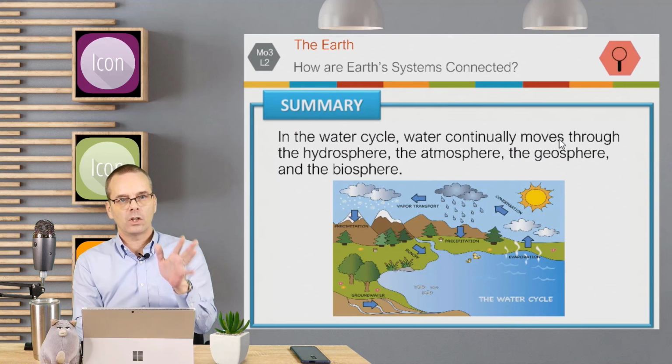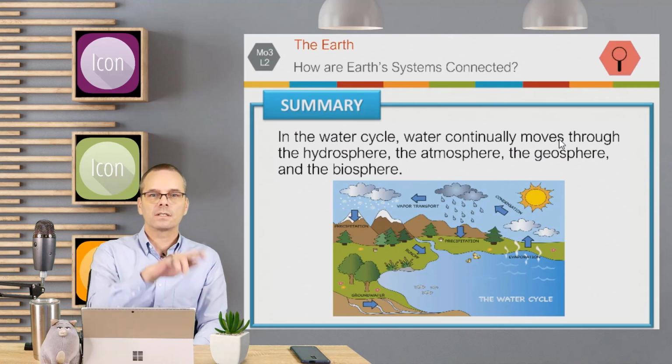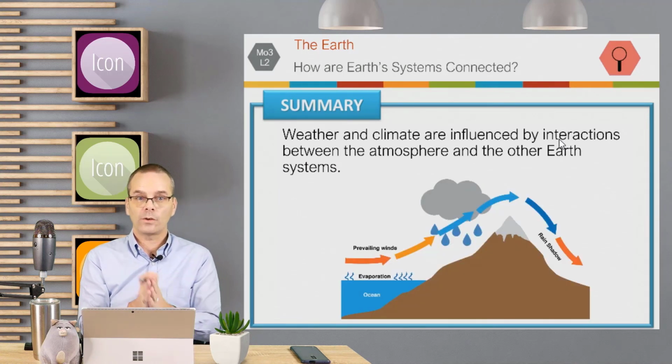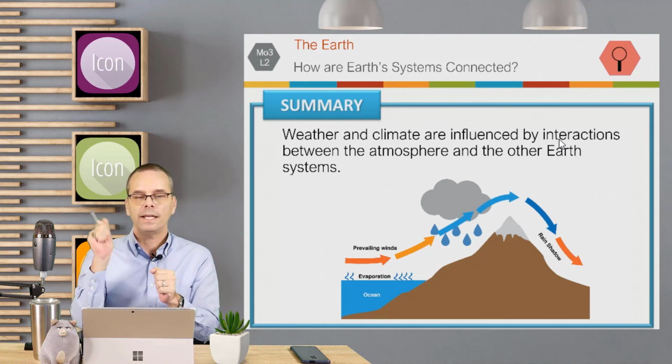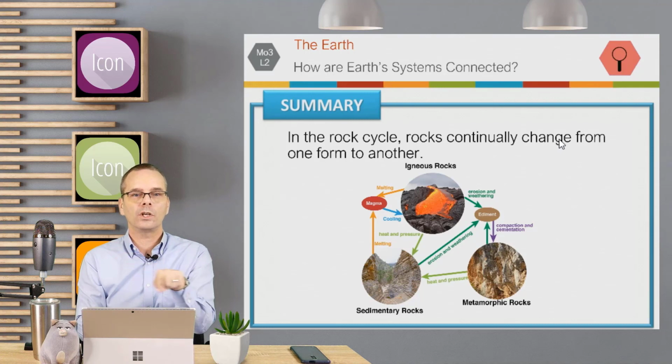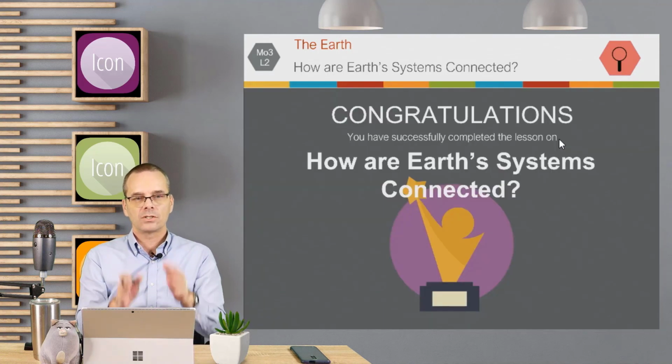So in summary, the water cycle means water continually moves through the hydrosphere, the atmosphere, the geosphere, and the biosphere. Weathering and climate are influenced by interactions between the atmosphere and other Earth systems. And in the rock cycle, rocks continually change from one form of rock to another form. So there's your lesson on how Earth's systems are connected.